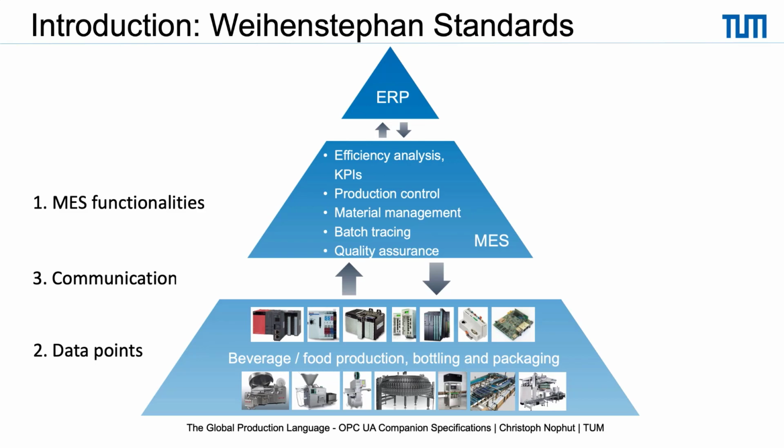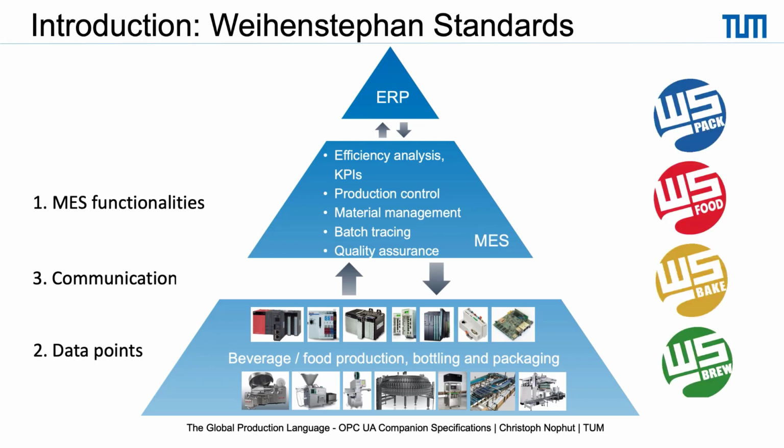At the moment, we have a WS protocol. It's a proprietary protocol for the transfer of the data from the machines to the MES system. At the moment, we are developing and writing a companion specification for OPC UA to have an alternative communication protocol for our Weihenstephan standards. The Weihenstephan standards cover 4 different domains. The first is WS PACK, which was released back in 2005. WS Food was released in 2010.